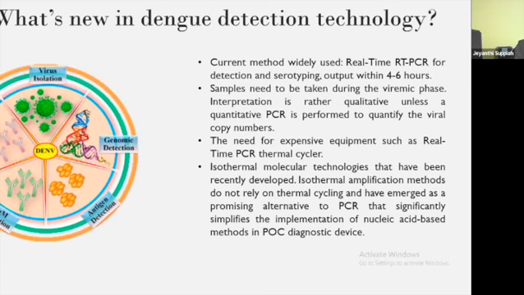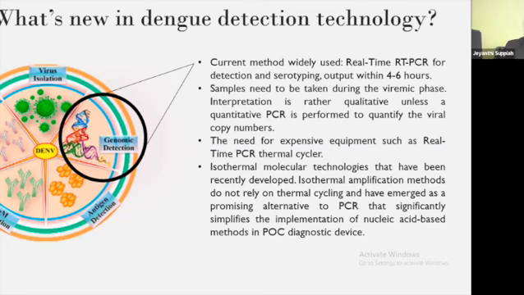Right. So what about genomic detection? The current method widely used in genomic detection of dengue is real-time RT-PCR and serotyping, and the output can be obtained within 4 to 6 hours, including the extraction of the nucleic acid, the amplification process, and the interpretation of the result. Samples, however, need to be taken during the viremic phase.